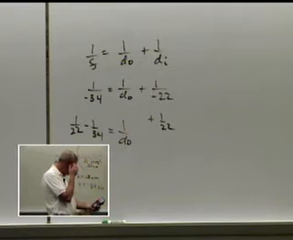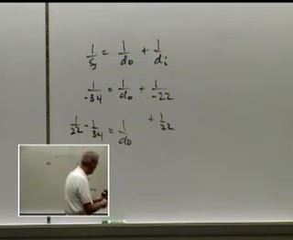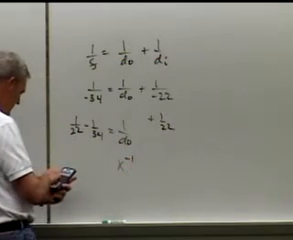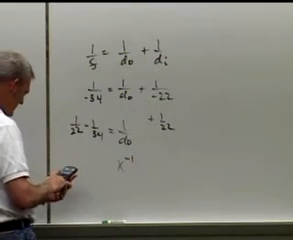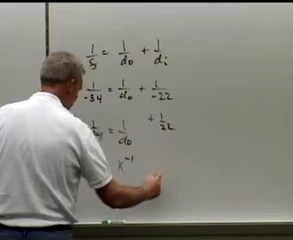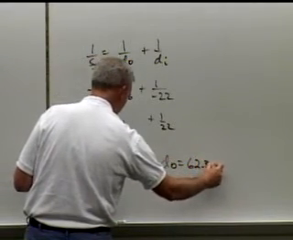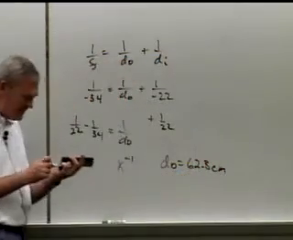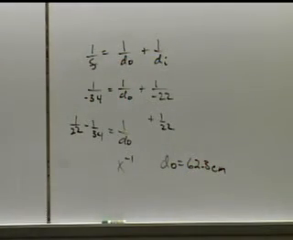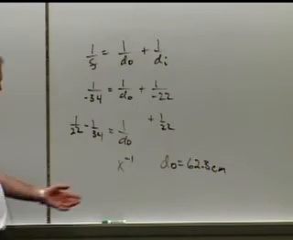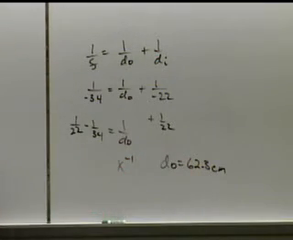I got this screwy thing, and then I hit x to the negative 1. Hit your x to the negative 1 key, enter, 62.3. So DO will equal 62.3 centimeters, which makes sense because the distance of the object should be positive. Okay?